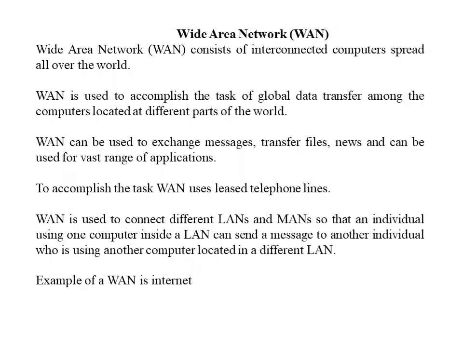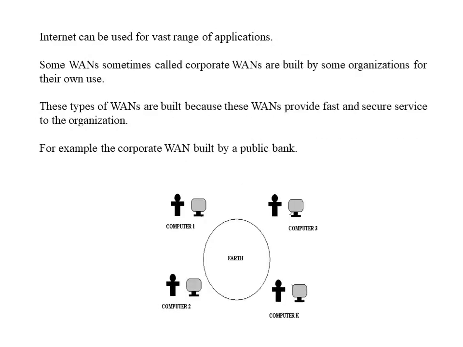WAN can also be wireless. WAN is used to connect different LANs and MANs so that an individual using one computer inside a LAN can send a message to another computer in another LAN. So here routers are used to accomplish the task. So the internet is an example of WAN and can be used for a vast range of applications.